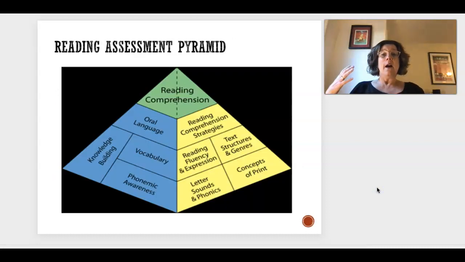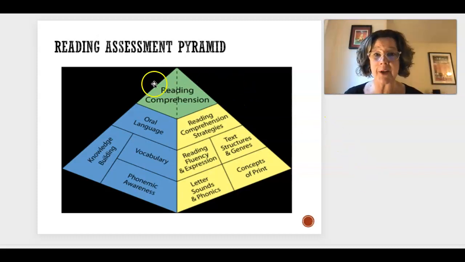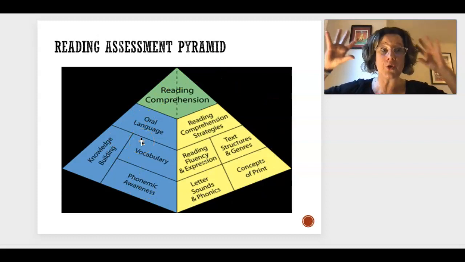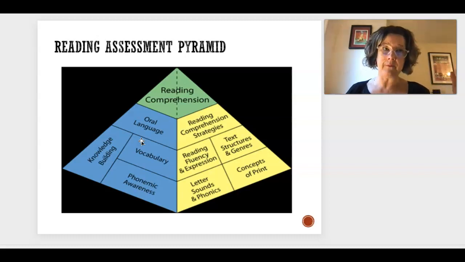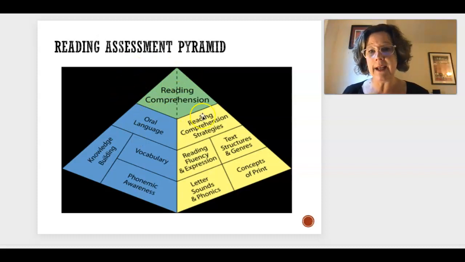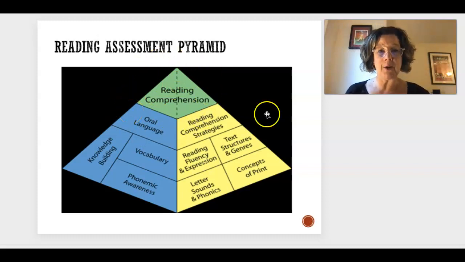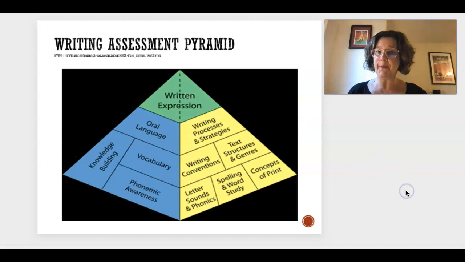Okay. However, there are some foundations of which you always want to be thinking. And hopefully you're starting to see these triangles. You're seeing them in your dreams because they're becoming so much a part of how you think about teaching and assessing reading and writing all the time. So again, here we go. Here's your reading assessment pyramid. You want to be keeping this in mind. The same thing. Here's your writing assessment pyramid. You want to be keeping these concepts in mind all the time when you are assessing, either formatively or summatively.